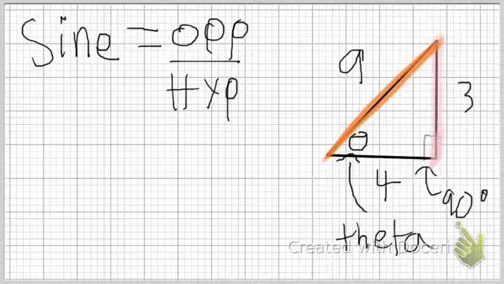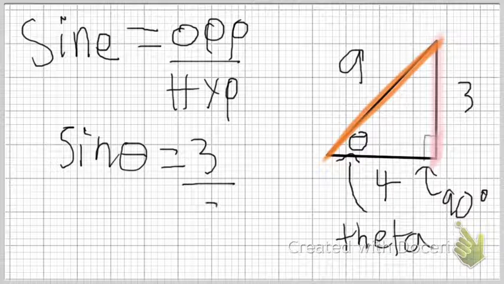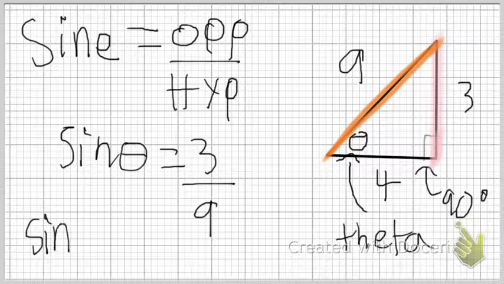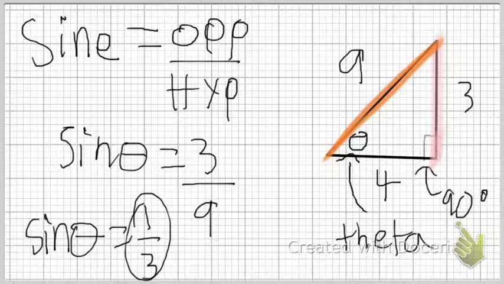So the sine of this triangle would be opposite, so it will be sine of theta. It will be 3 over 9. So sine of theta will equal, in reduced form, 1 over 3. So this is sine, opposite over hypotenuse.